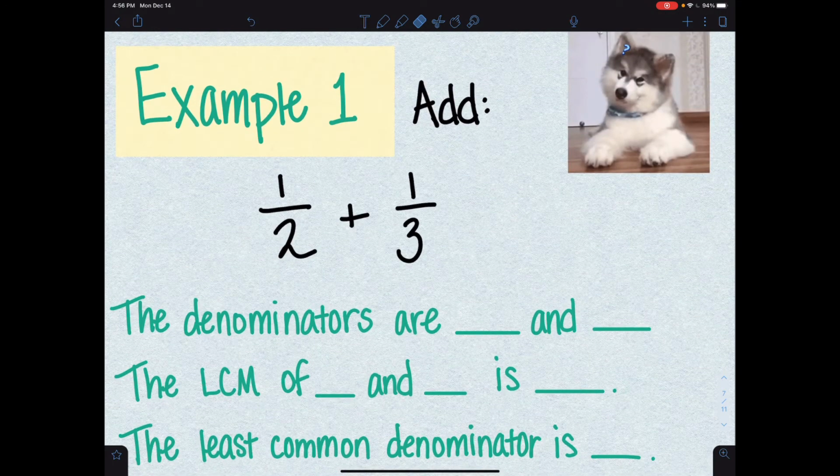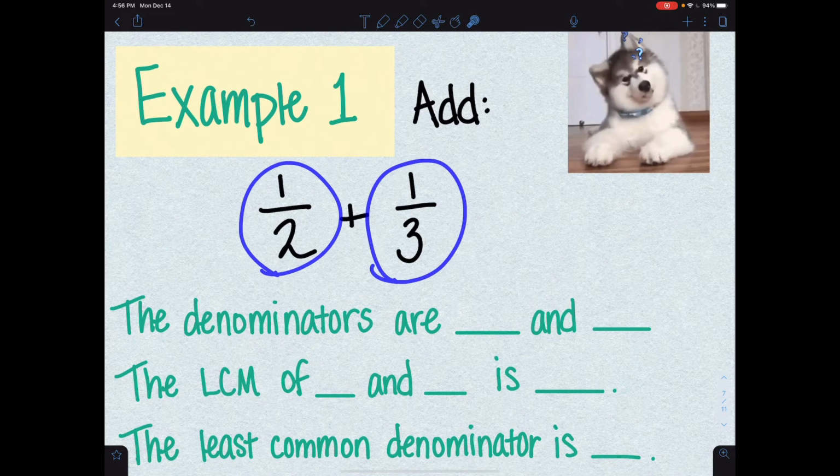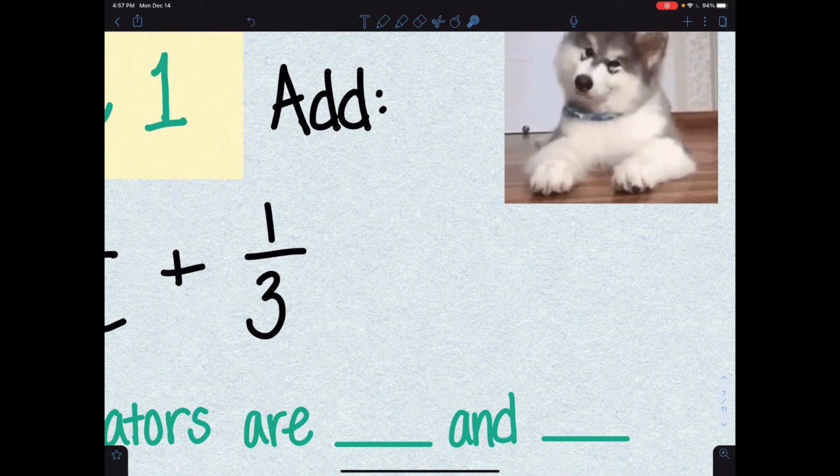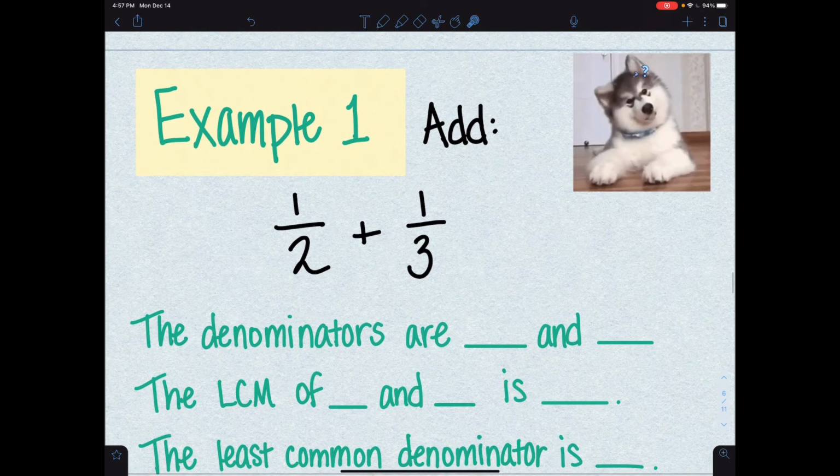So example 1 says to add these two numbers. We're going to add 1/2 plus 1/3. And this cute little puppy, I think he's a husky maybe? What do you think? Anyway, we're going to add them together and see what we get.